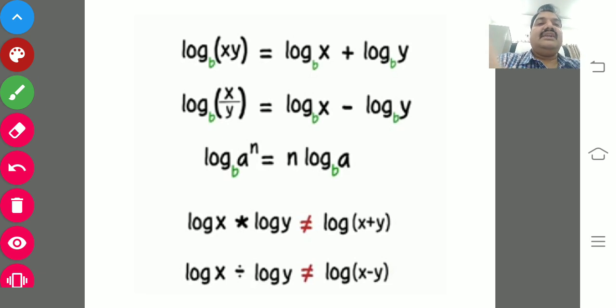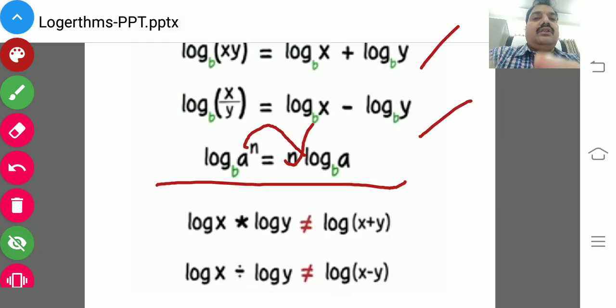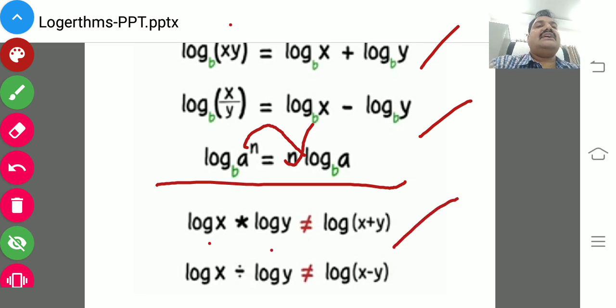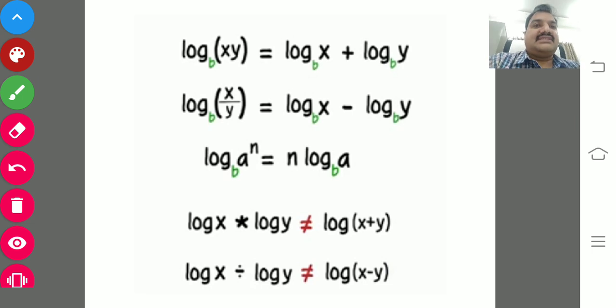We use them frequently, and students might make some mistakes. So the student should come to know this very important thing: log x into log y is not equal to log of x plus y, and log x divided by log y is not equal to log of x minus y. This is very important, children, because here the logarithm applications are different.